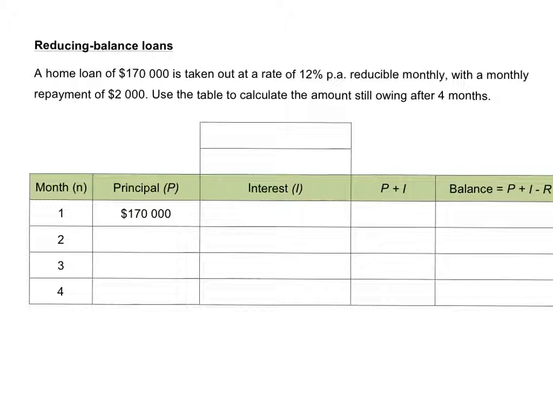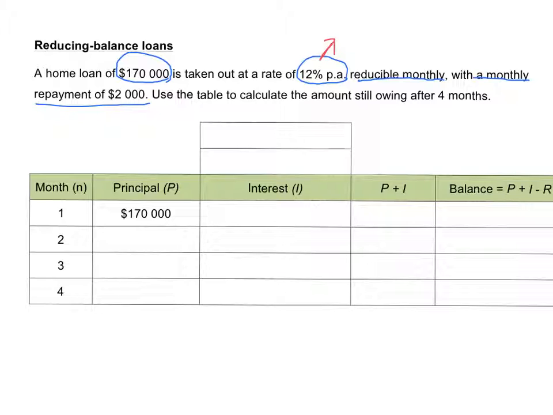Reducing balance loans. A home loan of $170,000 is taken out at a rate of 12% per annum, reducible monthly, with a monthly repayment of $2,000. The first thing we have to notice is that this interest rate is per annum, but it is reducible monthly with a monthly repayment of $2,000.